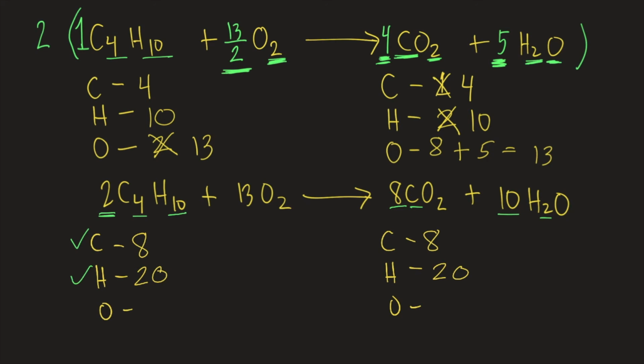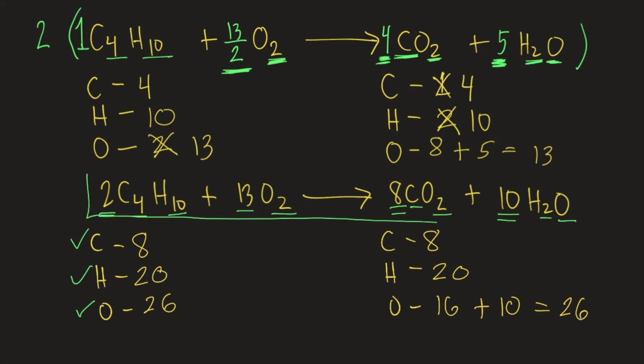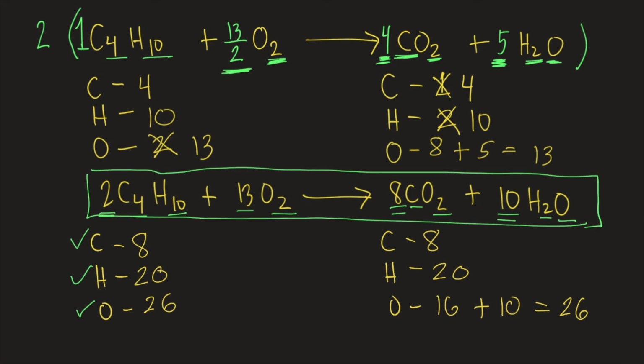And finally, for oxygen, on the left side, we have 13 times 2, that's 26 oxygens. And on the right side, we have 8 times 2, that's 16, plus we have 10 times 1, that's 10. 16 plus 10 is equal to 26. So oxygen is already balanced. Therefore, the answer to this question is this one: 2 C4H10 plus 13 O2. Products are 8 CO2 and 10 H2O.